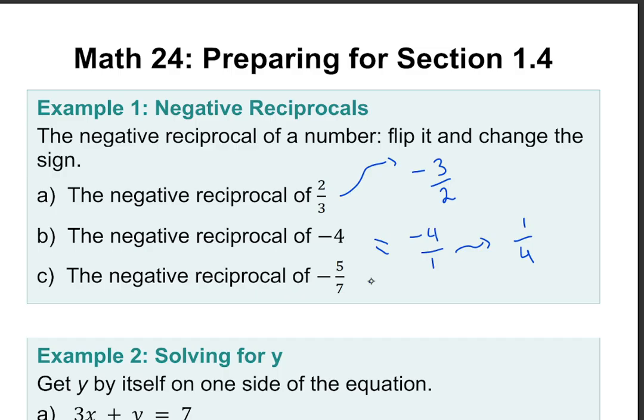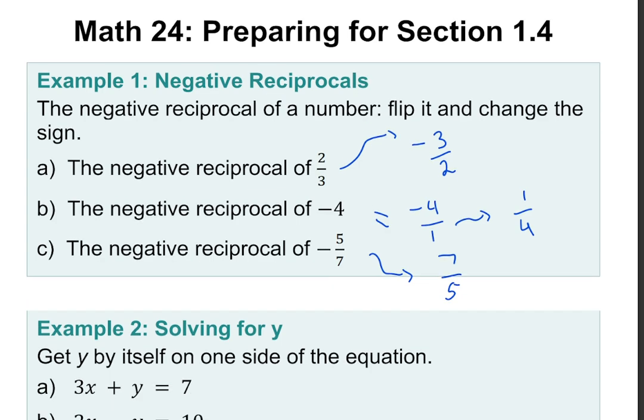Okay, lastly, to do the negative reciprocal here, we want to flip it and then put a negative sign out front. There's already one negative sign, so the two negatives will cancel each other. We get a positive 7/5.